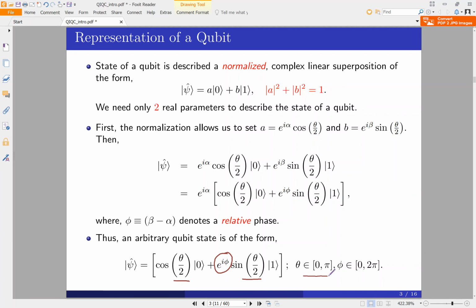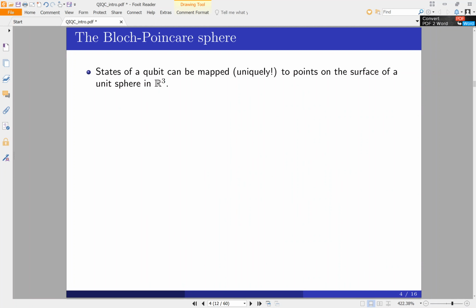Now if you look at this parameterization, you have two angles, theta and phi, going from 0 to pi and 0 to 2 pi respectively. What geometric picture does this present to you? Well, you should be reminded of a sphere, right? Because this should remind you of spherical polar coordinates with r set to 1. Essentially, varying over theta and phi like this is like sampling the surface of a sphere. And so what we now have is a unique mapping from states of a qubit to points on the surface of a unit sphere in R3.